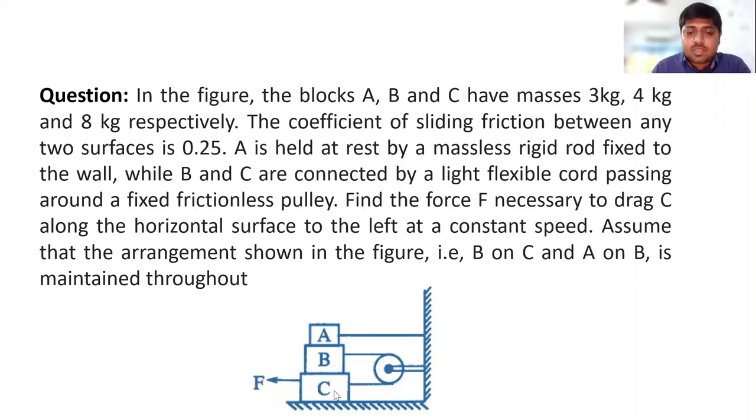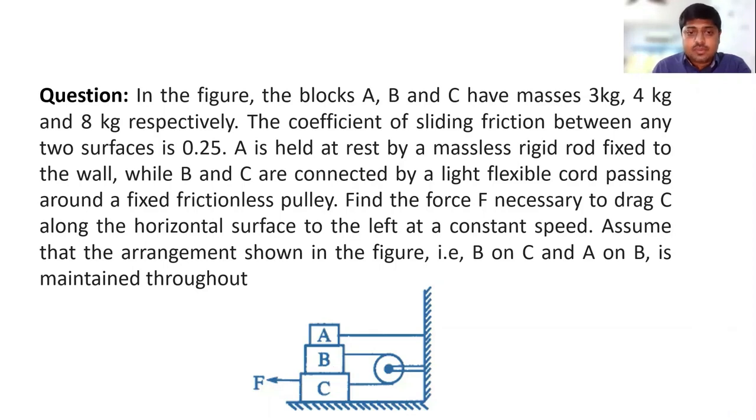The coefficient of sliding friction between any two surfaces means between C and this bottom surface, between B and C surface, and between A and B surface are given. And this is 0.25 for all these cases or between any two surfaces. So we are applying here the force F in this direction, and we have to find the value of this force so that C can be dragged in this direction towards the left side at a constant speed.